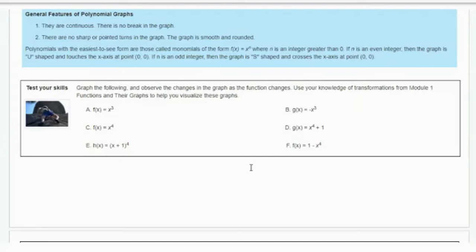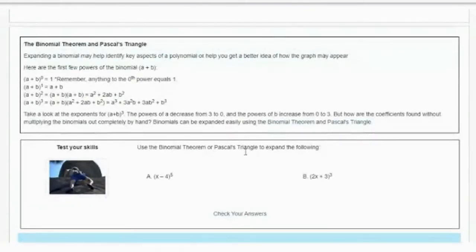So, all right, let's talk about the binomial theorem and Pascal's triangle. The binomial theorem takes some work, and it's talking about expanding a binomial. So if you have a plus b to the 0, that's just equal to 1. That was an easy one. A plus b to the first is just a plus b.